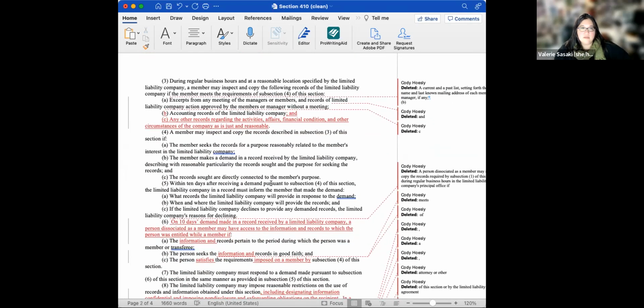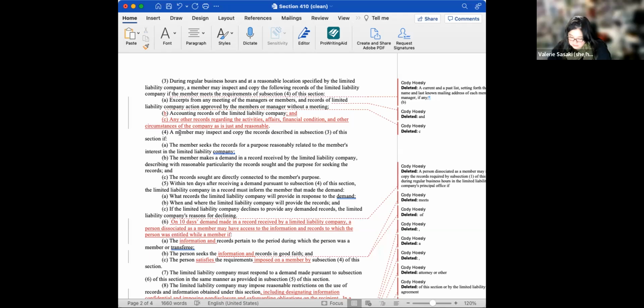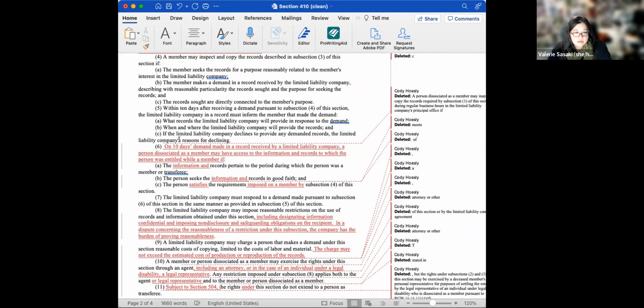Okay, 3, regular business hours. C, where is C coming from here? So C is coming from ROLCA B2. And inspect, yes. Yeah, and then 6, yeah. 6 makes sense, because that's that additional associated number stuff.